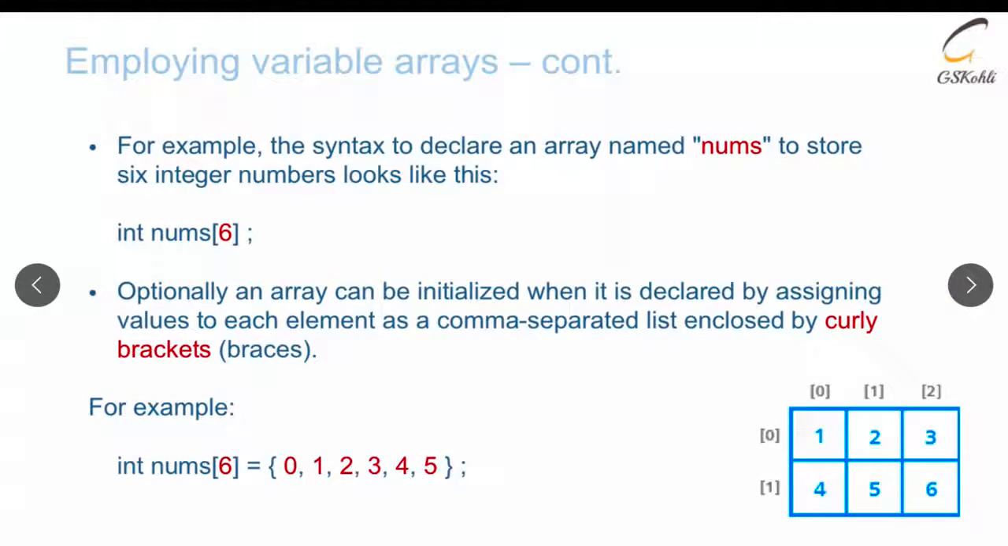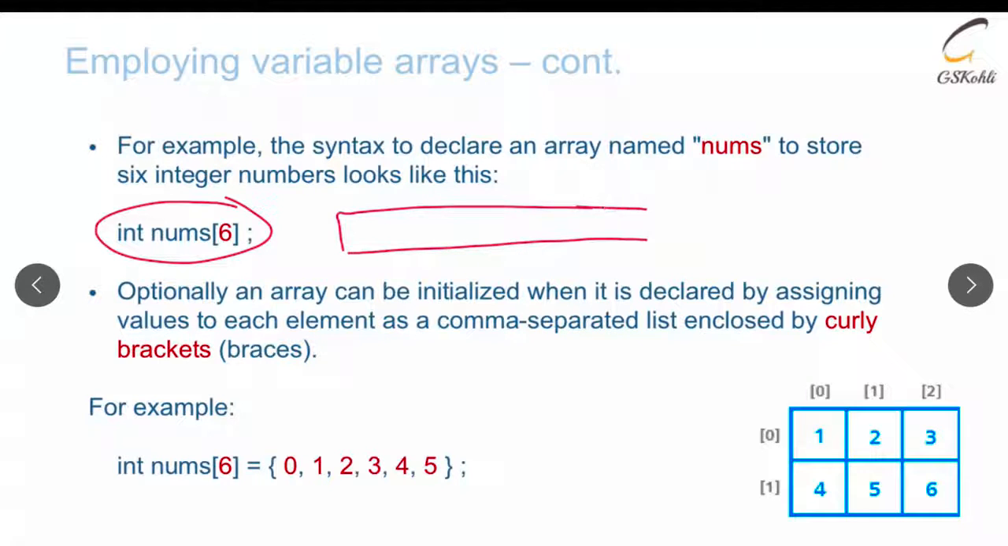Let's have a look at an example. As you can see, there's an example which looks at int nums and square brackets 6. That basically means that we are going to create a box. Let's draw it up. Something like that, with the characteristics of int. That means it's only going to be holding whole numbers. The name of the array is nums, and the maximum set of boxes we can create is 6. So it's 1, 2, 3, 4, 5, and 6.